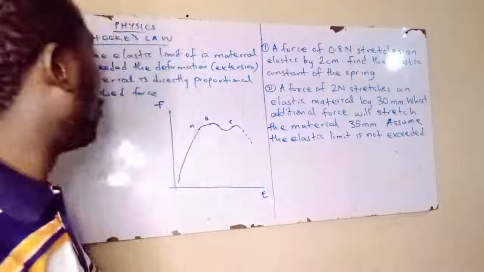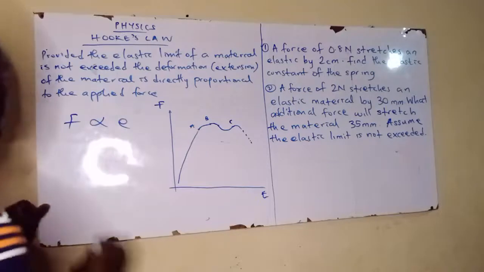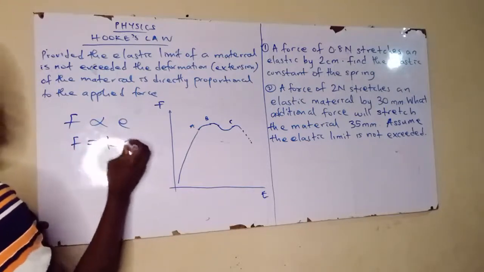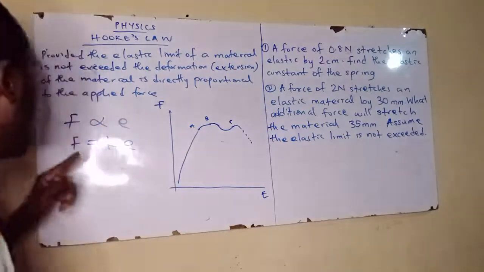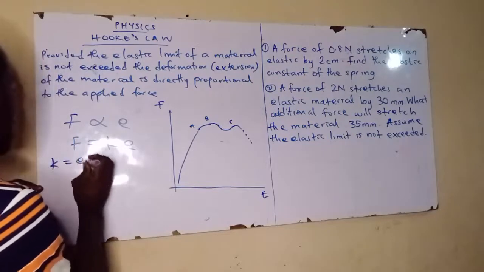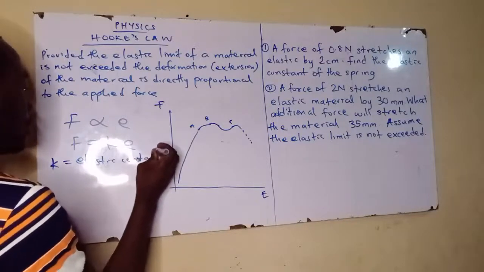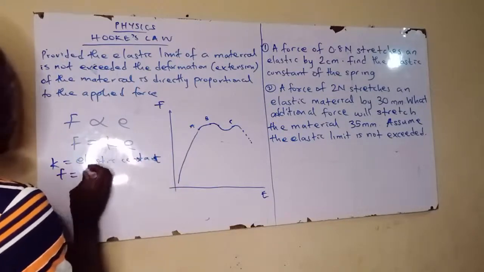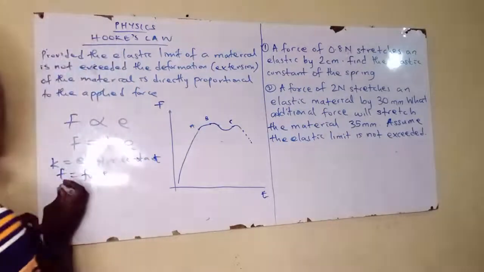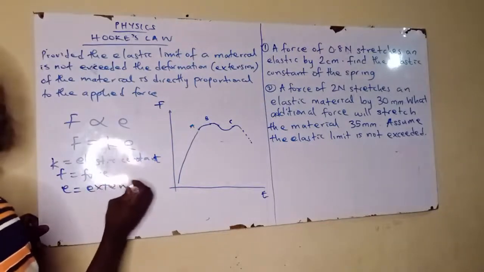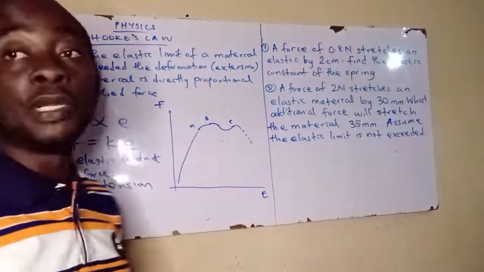Now, force is directly proportional to the extension, whereby force can be equal to Ke, where we know that this K is a constant, and the constant is known as the elastic constant. F is equal to force, sometimes called load, whereas E is known as the extension. Extension is also what some people call deformation. So this is just the breakdown of Hooke's law.